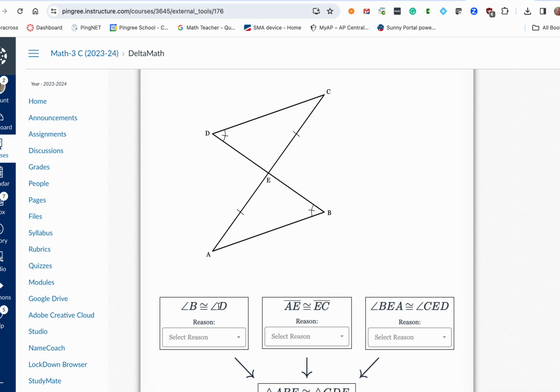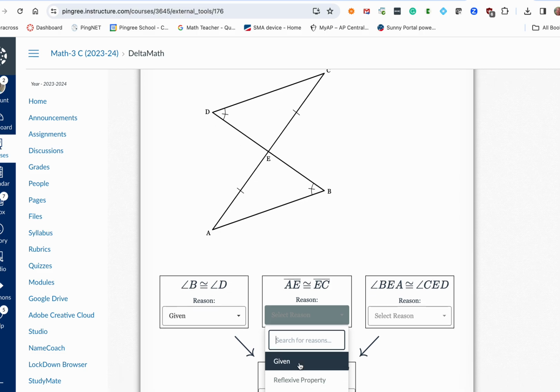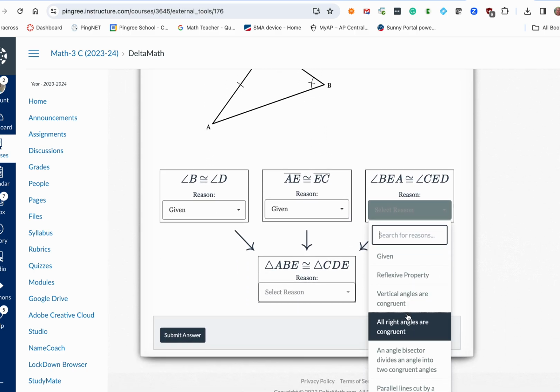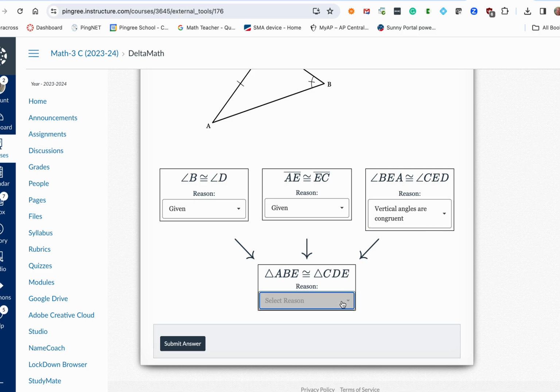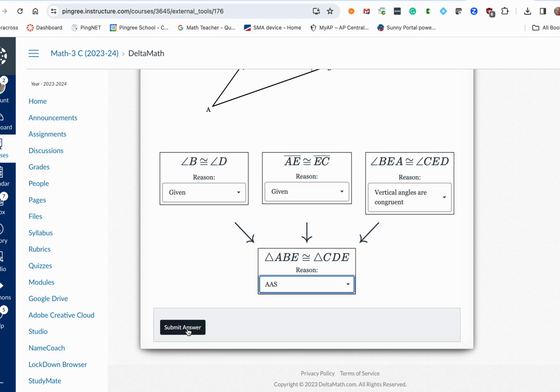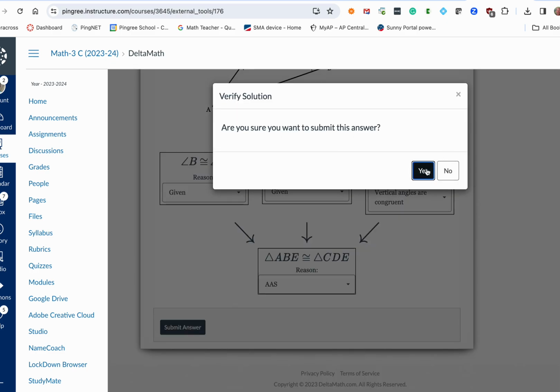D and B, I like those angles. That's easy, that's given. I've got the marks on there to say it. AE and EC are also given. That's marked right there. But this last one, angle BEA, that's this lower one, and that upper one, that's going to be vertical angles. And then what's the final reason? I think we said angle, angle, side. Okay? So hopefully this is making sense.